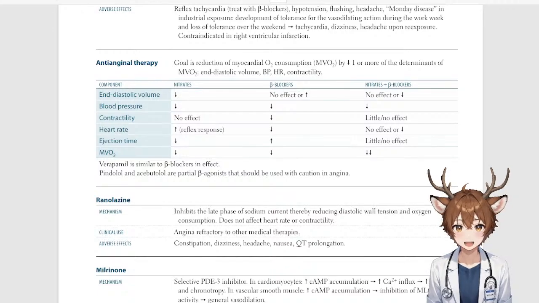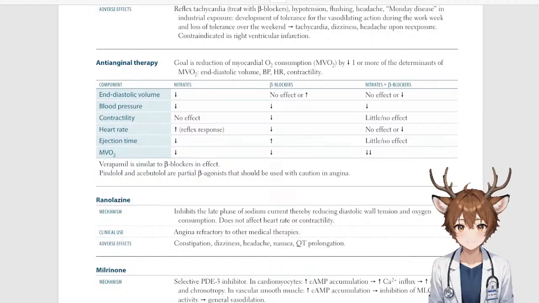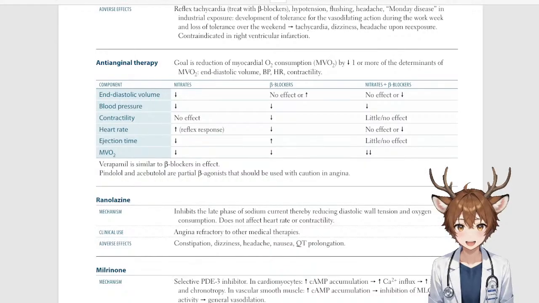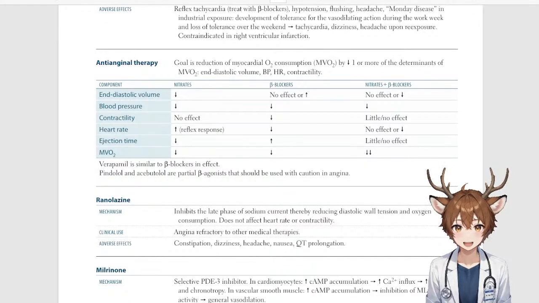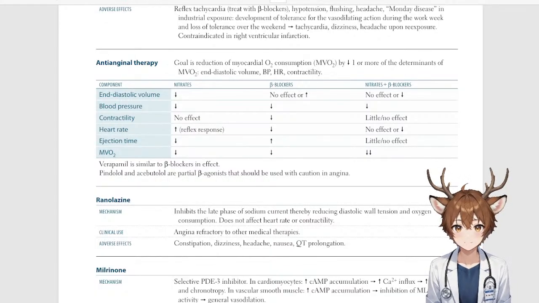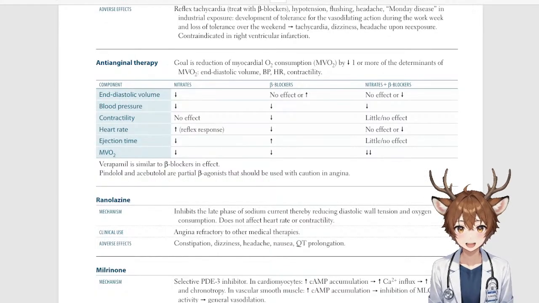And I just want to clarify something quickly. MVO2 refers to the myocardial oxygen consumption. I've been talking about MVO2 a lot, and I've not clarified what that is because I didn't necessarily know what that stands for. Myocardial oxygen consumption.